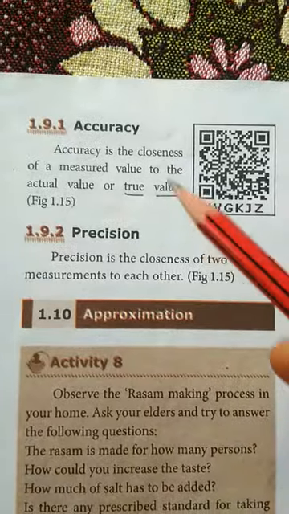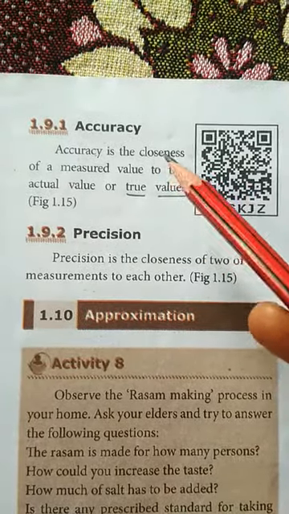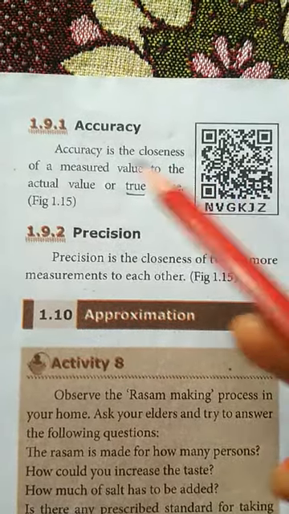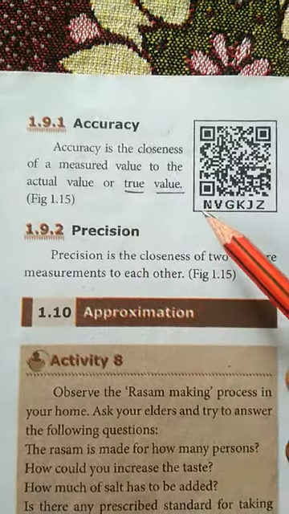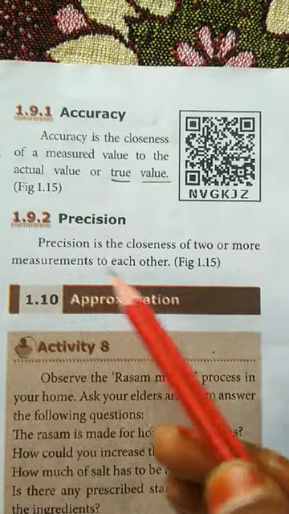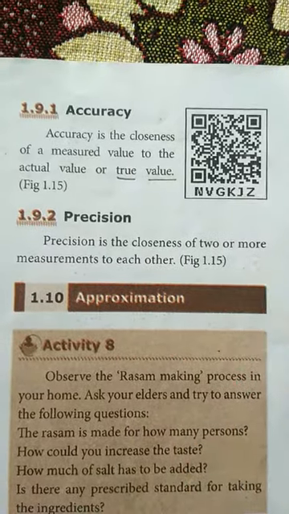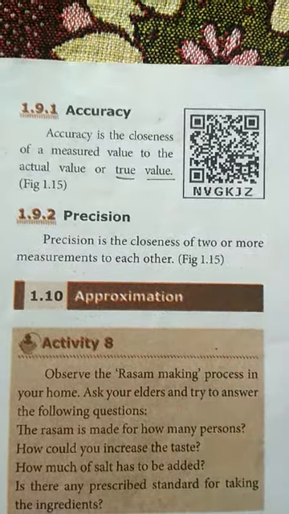Next, let us see accuracy. Accuracy means correct value. Accuracy is the closeness of a measured value to the accurate value or true value. Precision is the closeness of two or more measurements to each other.